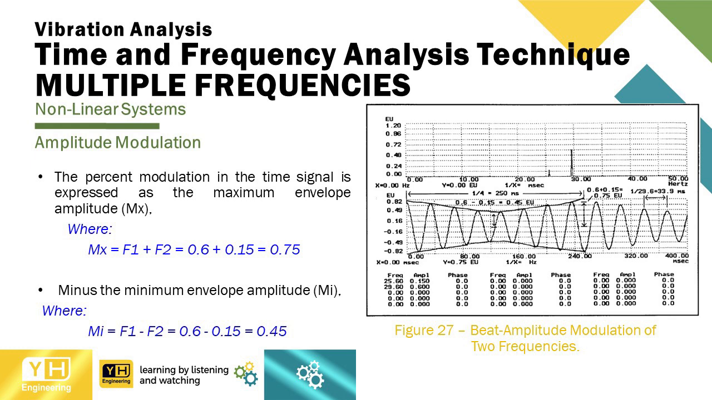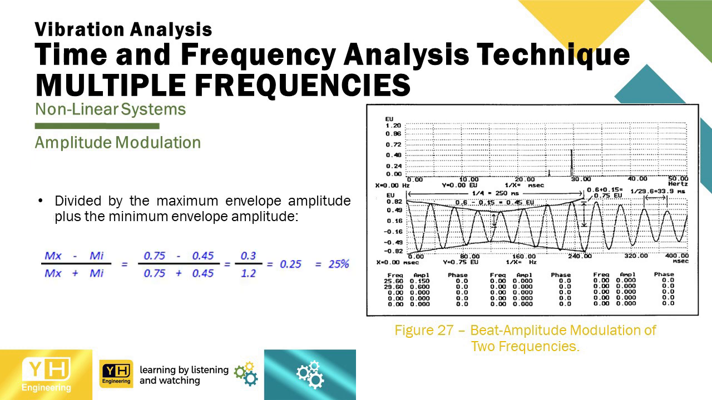Divided by the maximum envelope amplitude, mx, plus the minimum envelope amplitude, mi, as shown in this equation. Mx minus mi divided by mx plus mi, equals 0.75 minus 0.45 divided by 0.75 plus 0.45, equals 0.3 divided by 1.2, equals 0.25, equals 25%.